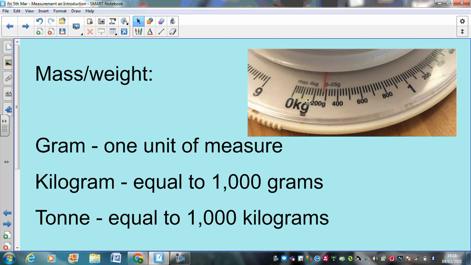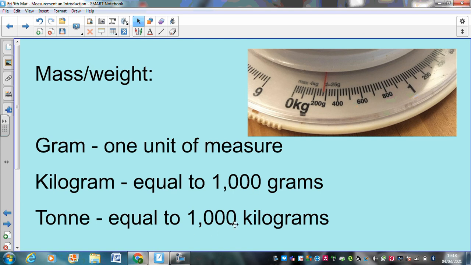So if this is the distance between 0 and 200, this line in between must be 100 grams, and then this from 0 to 100 grams has been divided into 1, 2, 3, 4. So each one of these lines is worth 25 grams. And there are 1,000 of these grams in 1 kilogram.